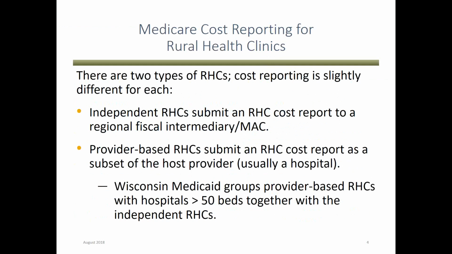In Wisconsin, the Medicaid program groups provider-based rural health clinics with hospitals greater than 50 beds together with independent rural health clinics, so that for Wisconsin Medicaid purposes, hospitals that have provider-based rural health clinics but also have more than 50 beds file the same cost report as do independent rural health clinics.